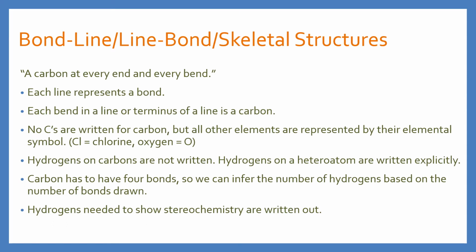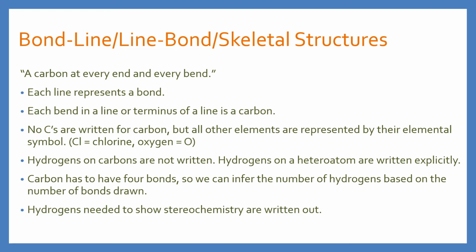So let's talk about bond line, line bond, or skeletal structures. All of these words mean the same thing. To draw a bond line structure, you follow the rule: a carbon at every end and every bend. Each line represents a bond. Each bend in a line or terminus of a line is a carbon. No C's are written for carbon, so you won't see the letter C anywhere in these structures. And all other elements are represented by their elemental symbol.